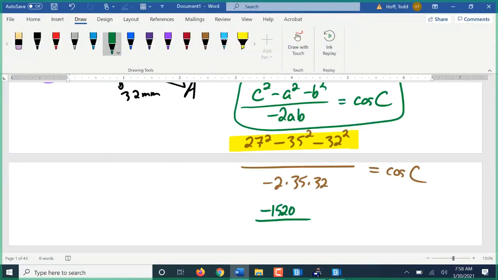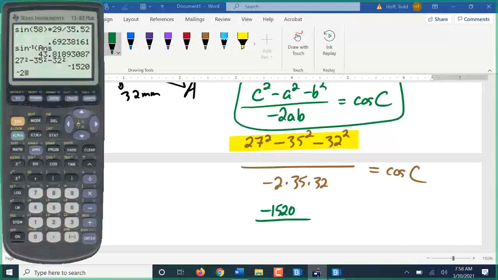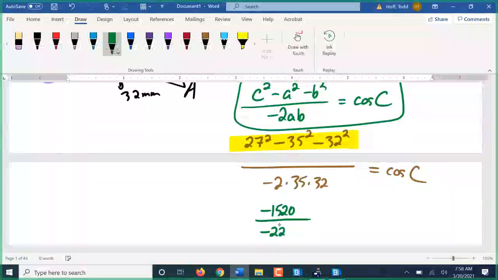Now we want to do the bottom. That's going to be a negative 2. Make sure we enter the negative, use the negative key, not the minus key. Times 35 times 32, giving us a negative 2240. That equals the cosine of angle C.